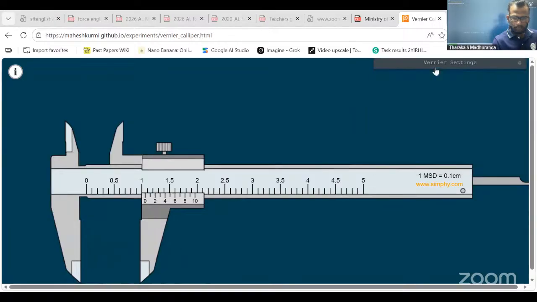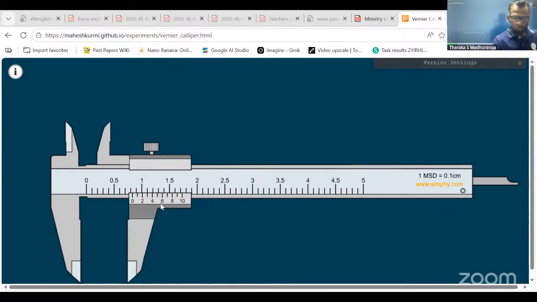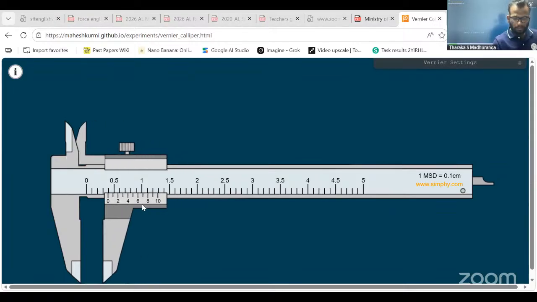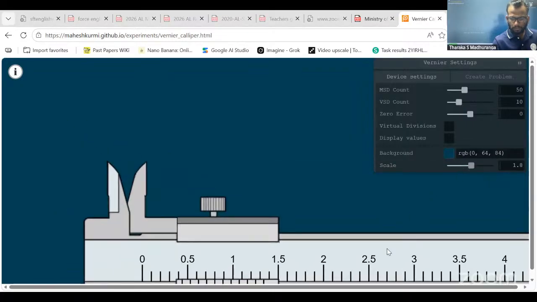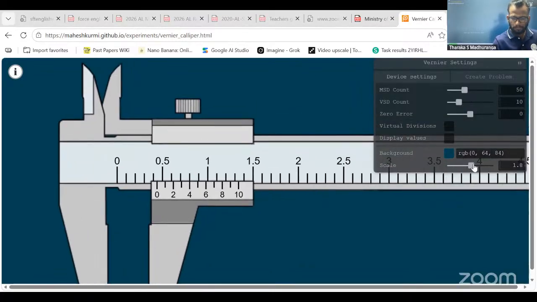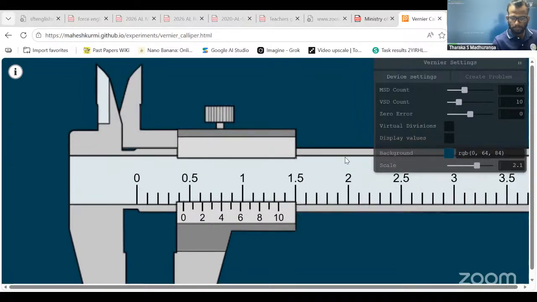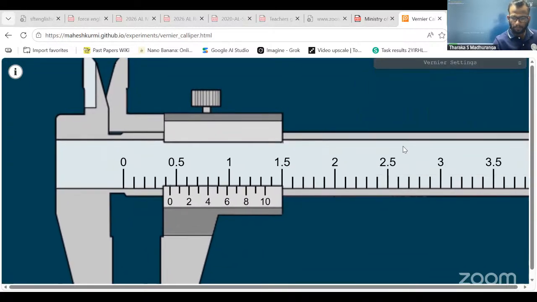Now let's see how to read a measurement using a vernier caliper. Let's take this measurement. What's your first step? Read the main scale reading. What's the main scale reading? 0, 1, 2, 3, 4. 4 millimeter is the main scale reading.